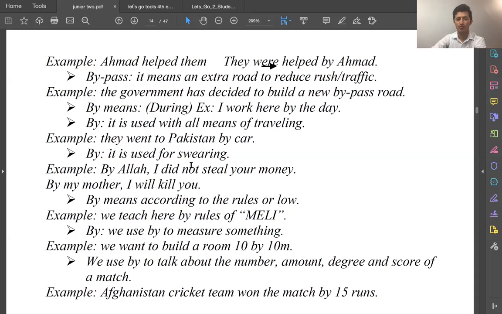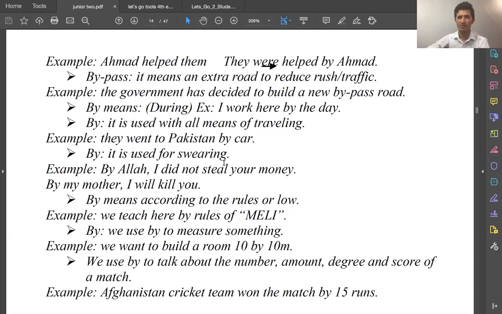By is used for swearing. When you swear, it means asam khordan. When you swear by the name of something or something honorable, you use by. You say by the name of Allah, or by Allah, I did not steal your money. By Allah, I did not steal your money.